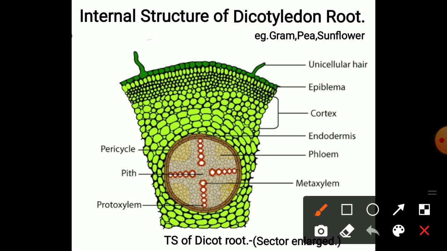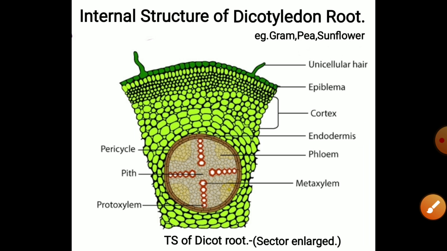Now the lowermost region of the cortex is called the endodermis. Endo means innermost or lowermost. Dermis means a skin, or a layer. The innermost layer of the cortex is called the endodermis. Now, this endodermis is helpful in the process of absorption of water, the water absorbed by the root hairs.